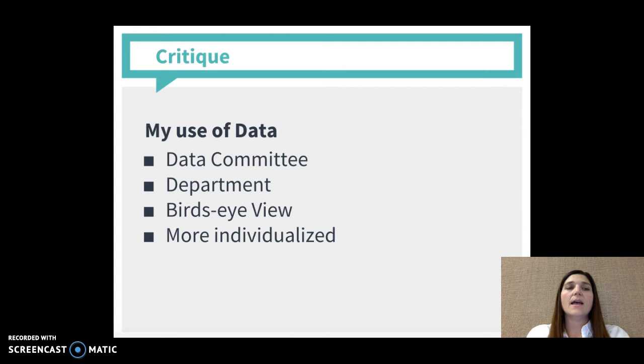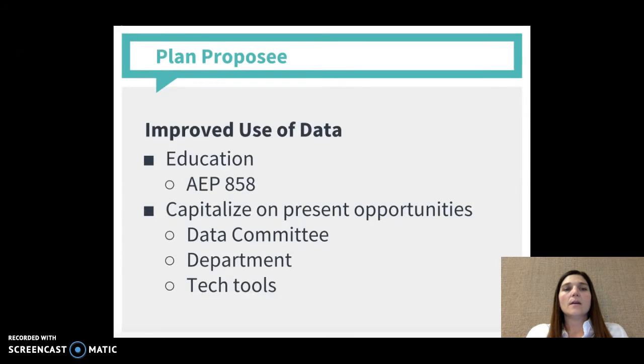Another critique that I have for myself is that I could definitely take more advantage of more individualized data. I look at it and, the super red flags, that's where I'm focusing my time. But as many of you educators know, there's a lot of kids that need help and not a lot of time during the day. So I find that figuring out a more efficient system might be more helpful for me. The plan that I would propose to improve my use of data would be first taking this class. I believe that taking AEP 858 is actually going to help me learn some strategies and tips as well as give me some tools to better use data.